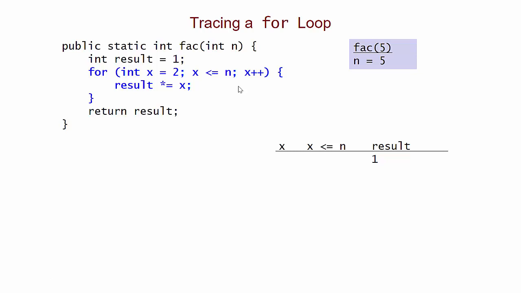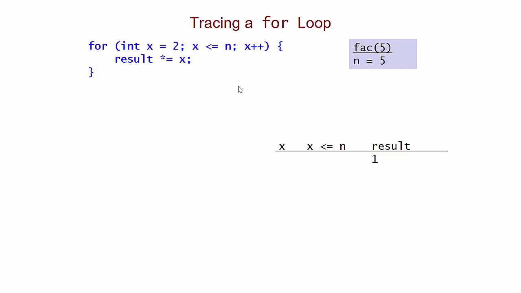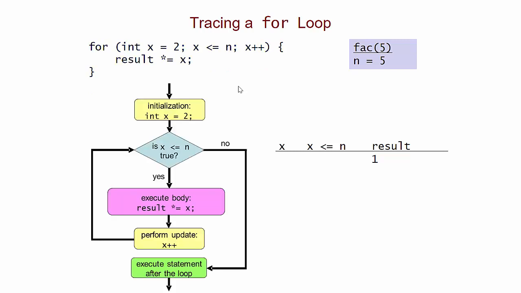And let's focus on that. Let's highlight it by pulling it up here, and we're also going to have a flowchart which shows how all of the components correspond to that generic flowchart on the previous slide. So again, we start with the initialization, which is x is assigned 2. It gets done at the very beginning, but never again.